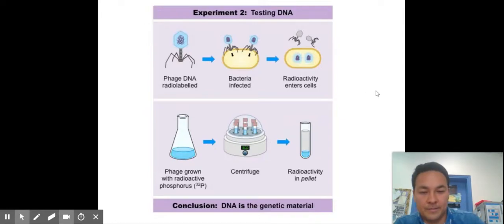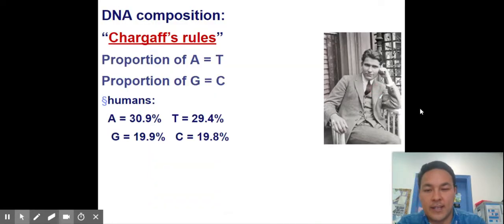Pretty cool experiment. All right, around this time, scientist Erwin Chargaff figured out that the ratio of A's and T's and G's and C's are about the same within a species, right? But it can be different between species. So this is going to give us our base pairing rules, where I told you A's and T's are equal and G's and C's.